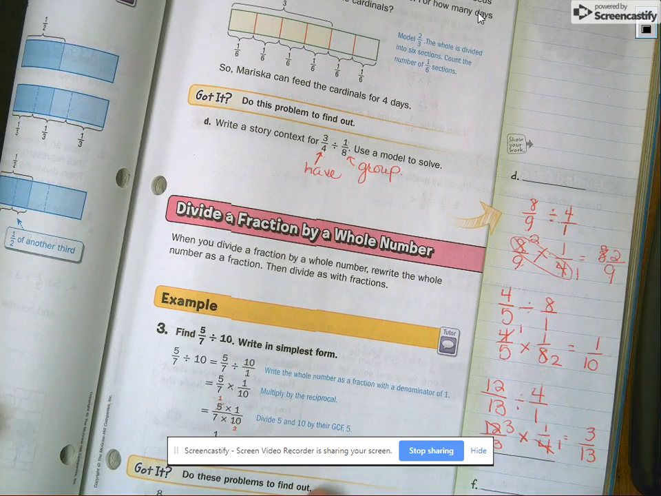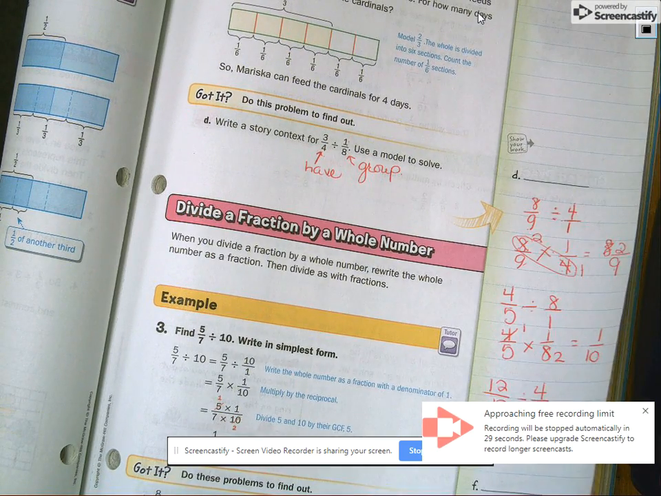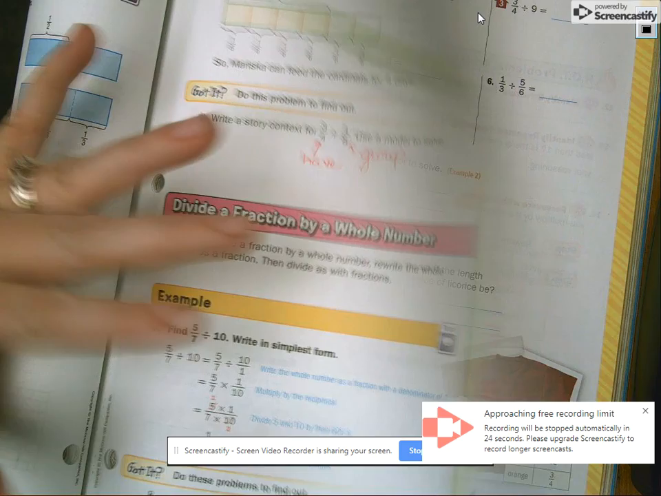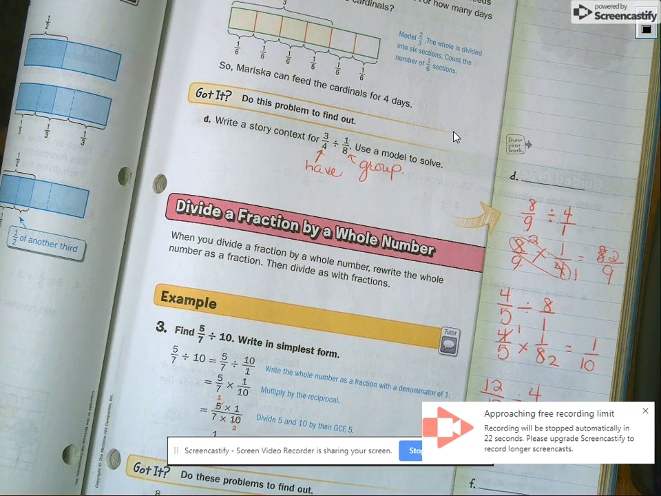Now that we're finished with the lesson, you can go ahead and do page 320. Please make sure to answer any questions students have.